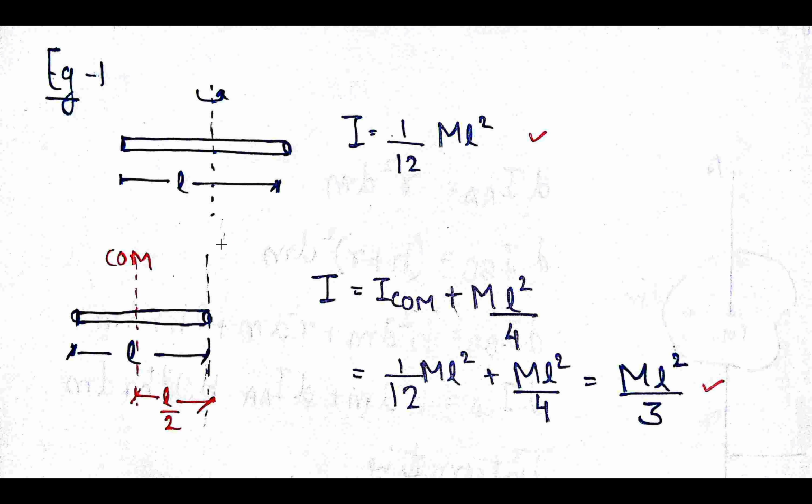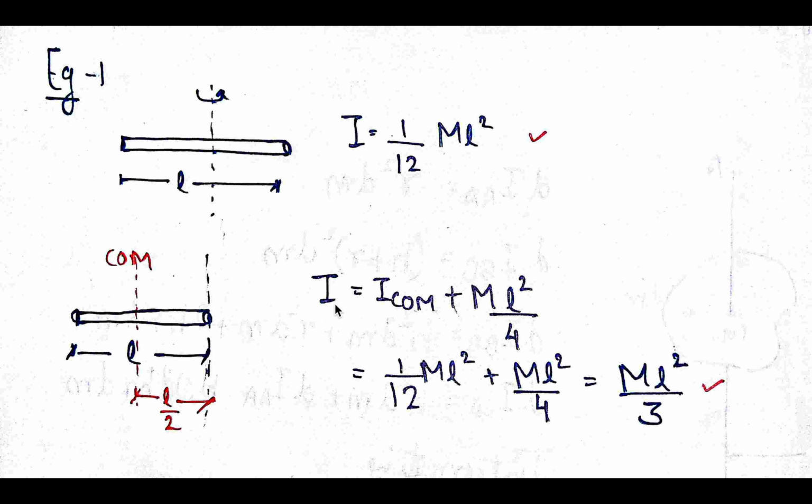Now let's see the application. We already know that the moment of inertia of a rod of mass m and length l about an axis which is passing through its center and perpendicular to it is given by I equals 1 upon 12 m l square. So if we ask what is the moment of inertia of this rod about one of its ends, you already know that it's 1 by 3 m l square. So let's see how we will get this by the parallel axis theorem.